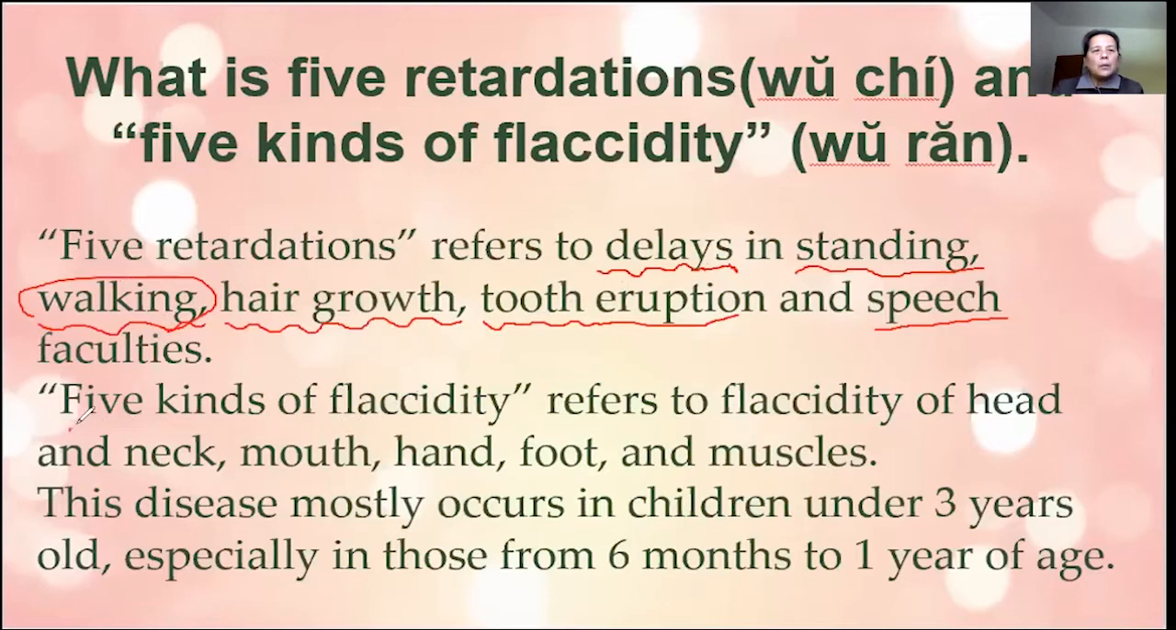Then we talk about what the 5 kinds of weaker are. Basically weaker on the head and the neck, and weaker in the mouth, weaker on the hands and the feet, and including all the muscles. So that means the whole body is weaker.